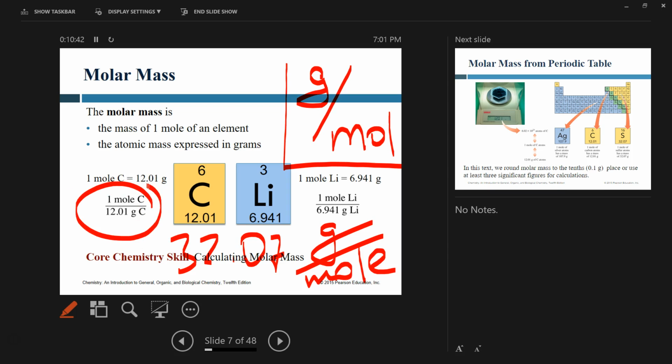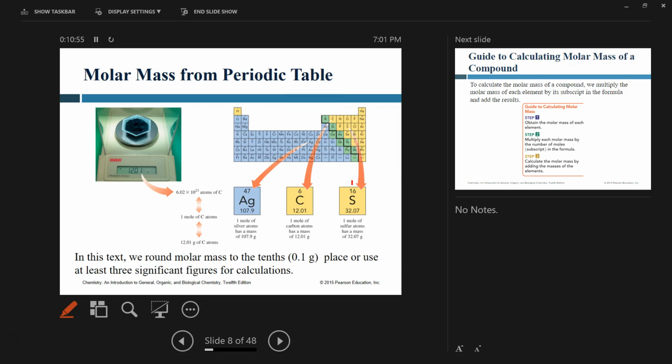For instance, 1 mole of carbon is 12 grams. Well, 12.01. 1 mole of lithium is 6.941, basically 7. Does that make sense? So we're going to be rounding molar mass to the tenth. Okay? Got it? Or at least 3 significant figures.